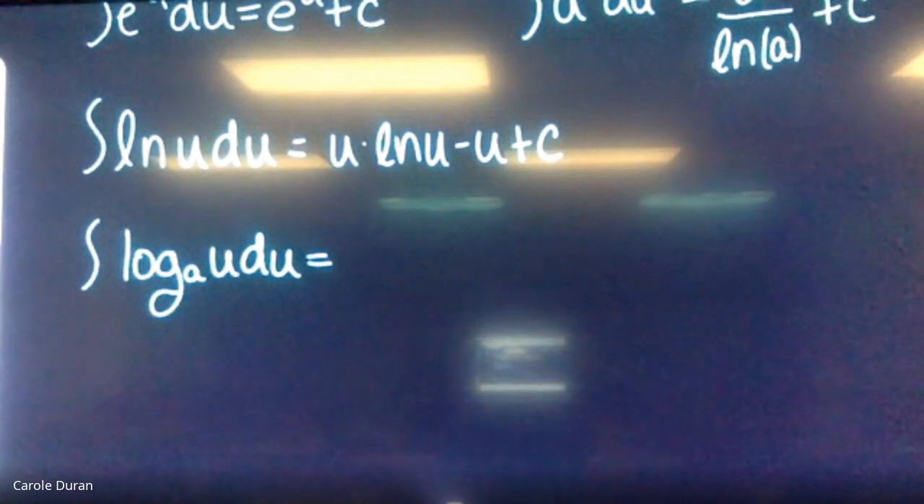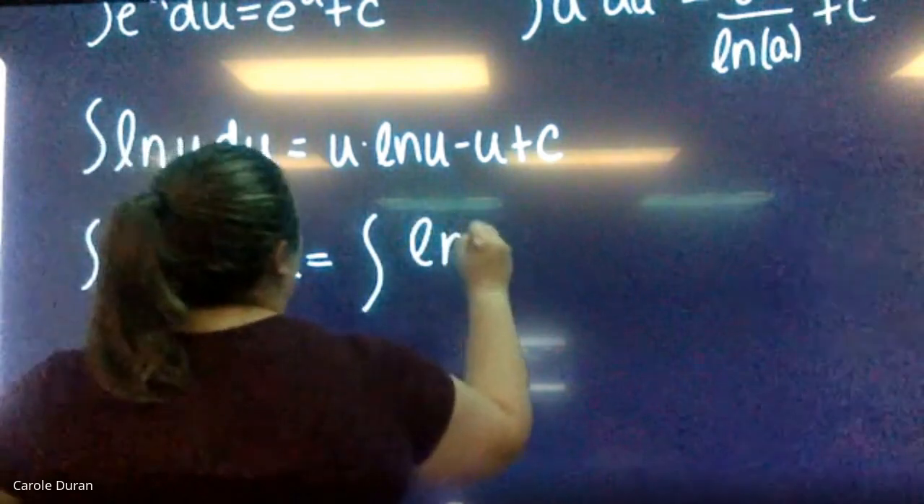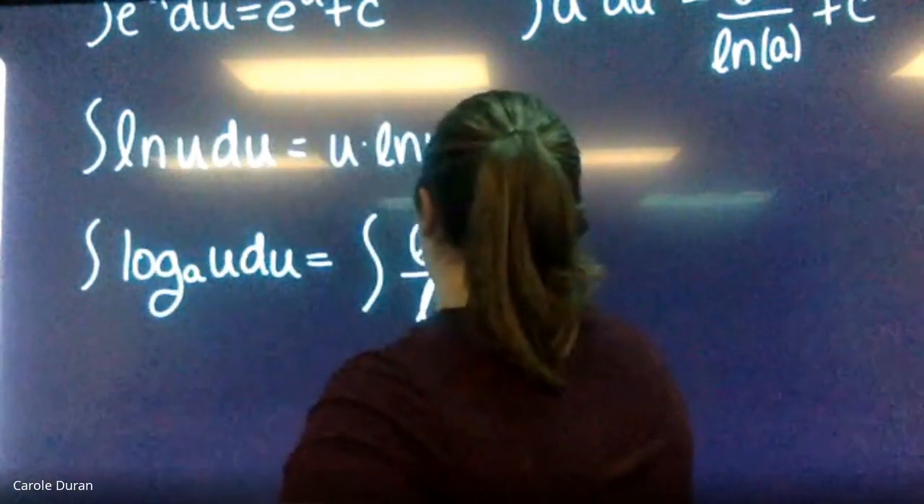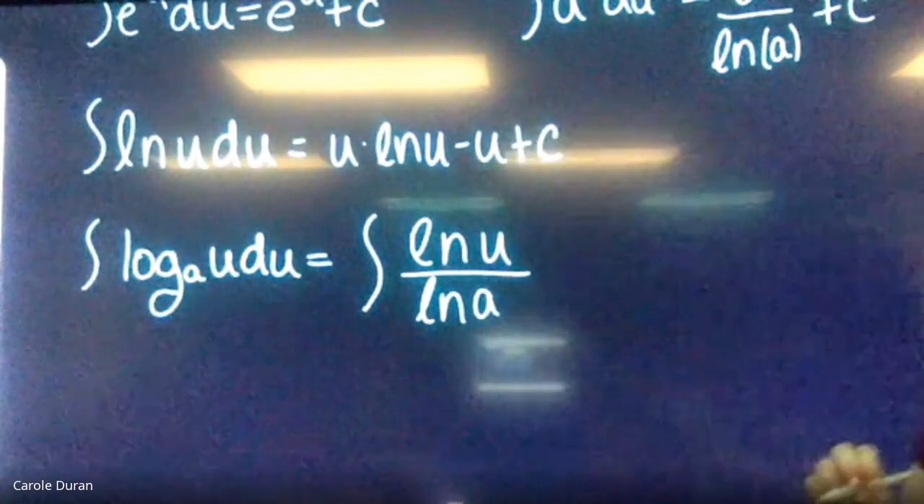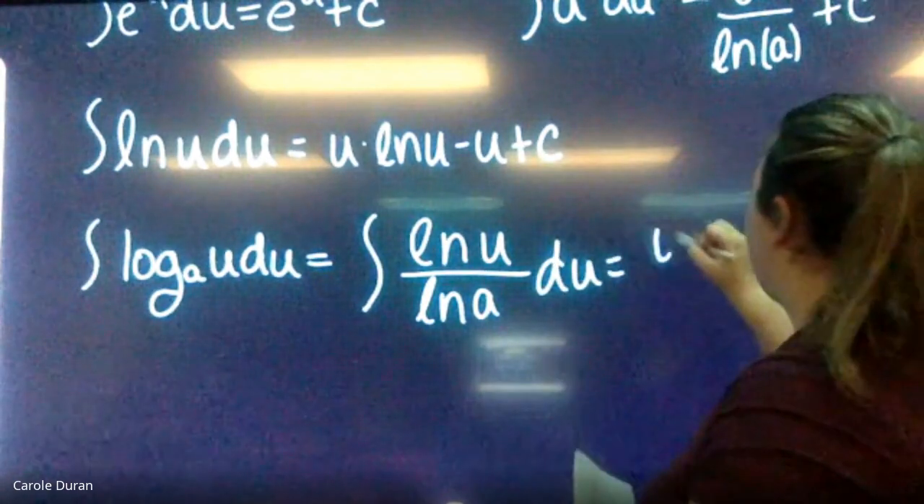So let's say that I'm taking the antiderivative of a logarithmic function that has base a and u plugged into it. The antiderivative of this one would be the natural log of u over the natural log of a. That's another way to write the integral, which makes it easier to simplify this.